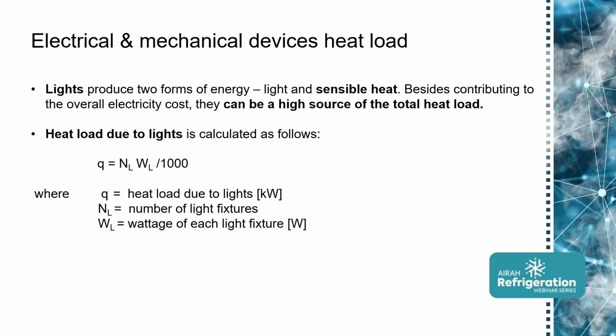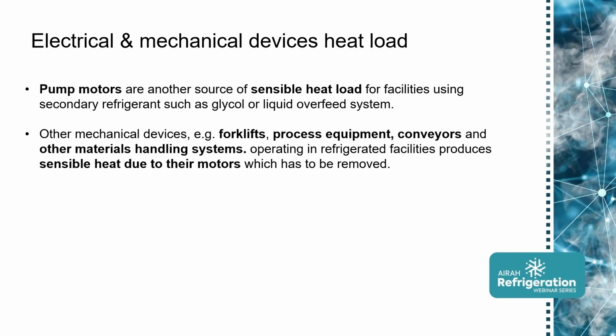Now, the heat load due to lights, again, the formula is shown here on the slide. Q being the load due to light, and L being the number of light fixtures, and WL being the wattage of each light measured in watt. This will again be divided by 1,000. For the heat load, we use a unit of kilowatt. The next one, please.